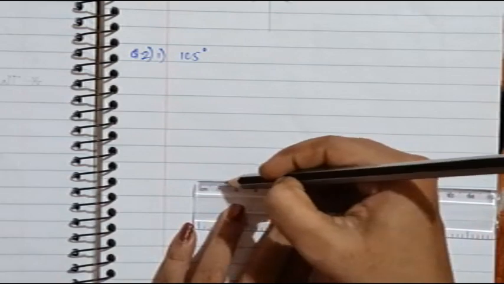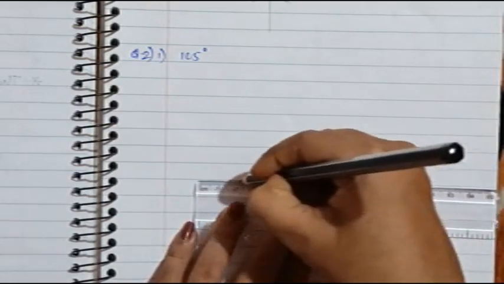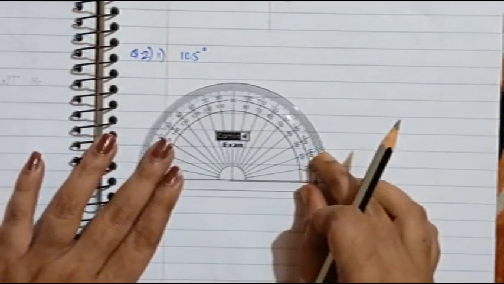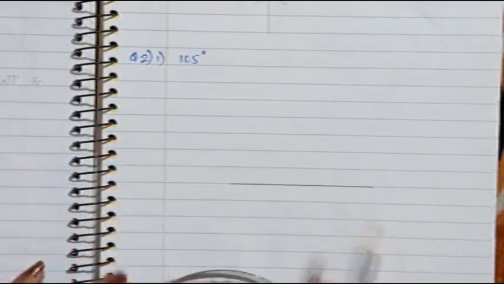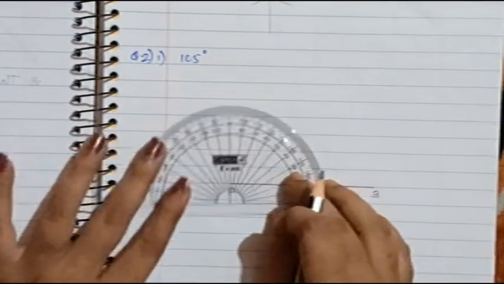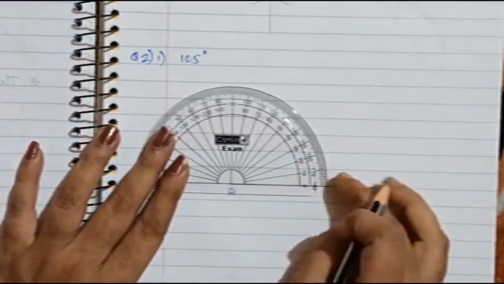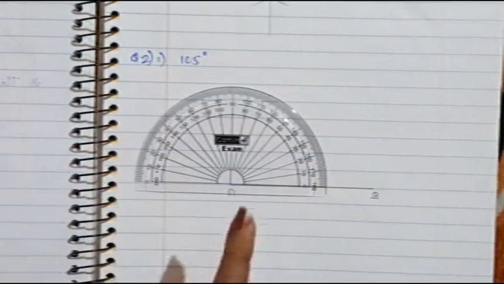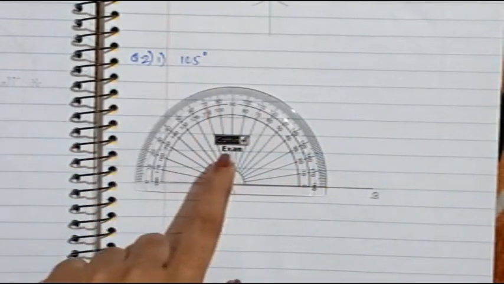Okay, first we'll draw a normal line. Then we'll place this point. First I'll name it as A and B. And then we'll place the origin, the center of the protractor. For drawing angles with a measure, you are supposed to use the protractor.